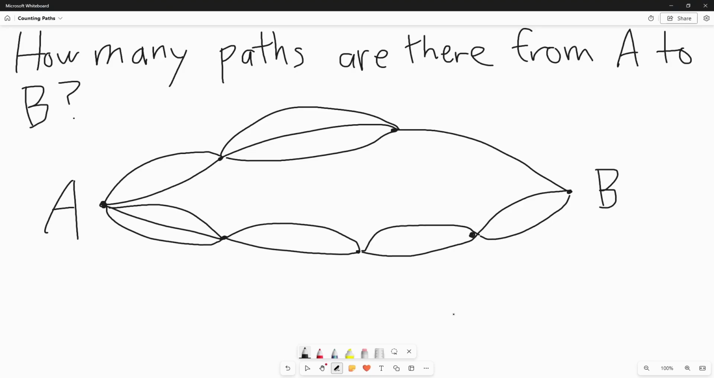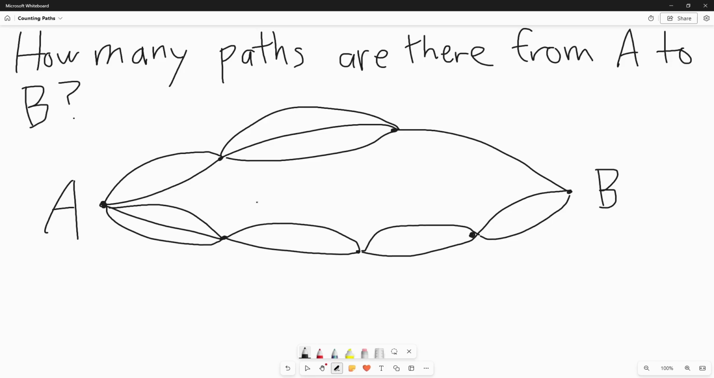Now let's do another practice problem. If you think you know how to do this one, then pause the video and do it. But this problem asks how many paths are there from A to B? And as we can see in this problem, there are two separate parts, paths from A to B. You can go either the top way or the bottom way, and each one has a number of paths in them. So let's focus on the top first, and then we can calculate the bottom, and then we can add them together.